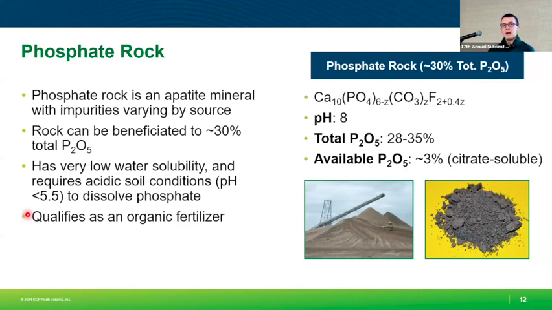It can be used as a fertilizer. It qualifies as an organic fertilizer, but it has extremely low water solubility and needs to be applied in acidic soil conditions, pH less than 5.5. The P2O5 will be made available over time, but it's going to take a really long time, and if you're in high pH soils, it might never become available.